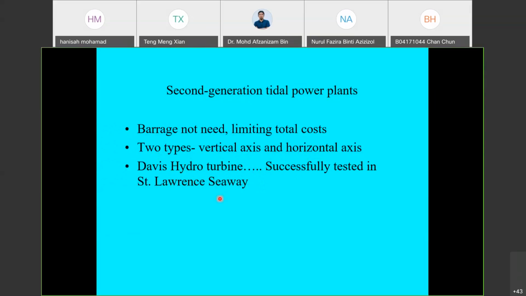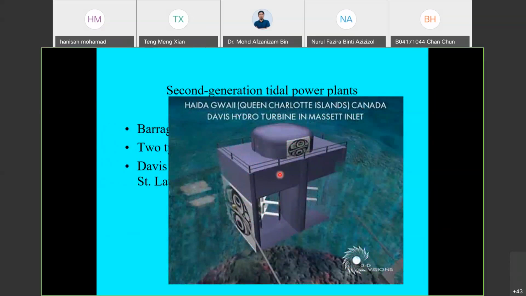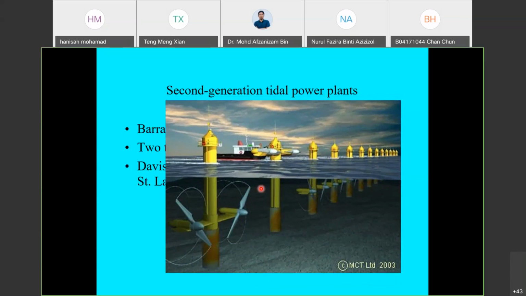Successfully tested in St. Lawrence. Okay, so this is the thing. They do not need all the barrage just now. They put it very standalone, forgoing the barrage with a low cost approach to produce energy and to manipulate the tidal condition. Okay, so this is the one. They have this kind of strut, and they have also the turbine over here.